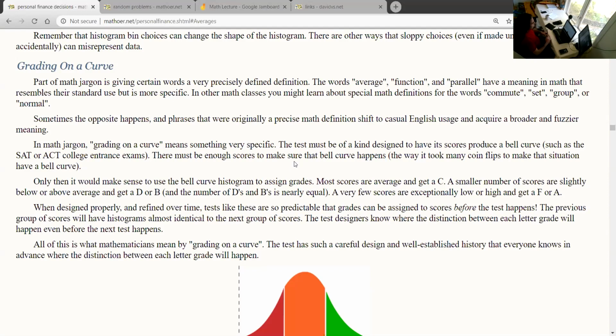But if we're actually being strict, and you deserve to know what the strict definition is, grading on a curve means something that almost no one does, which is great.